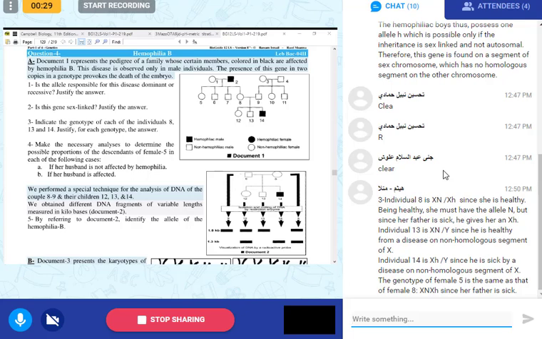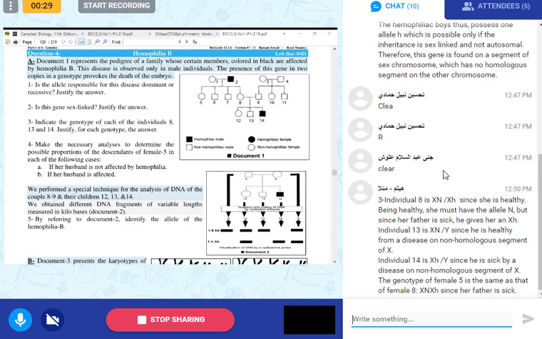Sir, I did not ask him about the 5. Right, why did they put 5 here? The genotype of 5 is the same as 8. No, 5 is far from here. Ah, from the next question. Okay, continue Mariam, please, number 4.